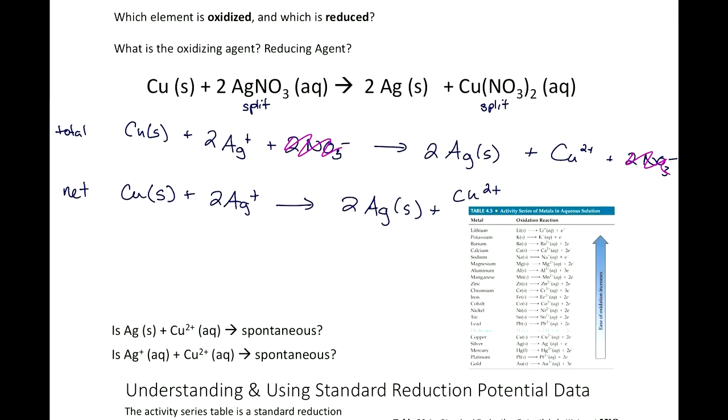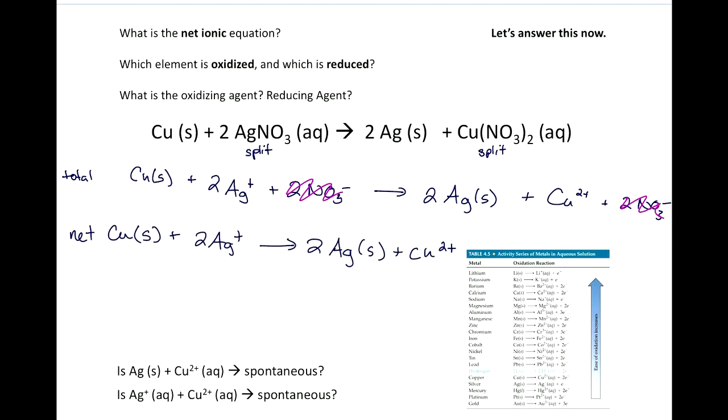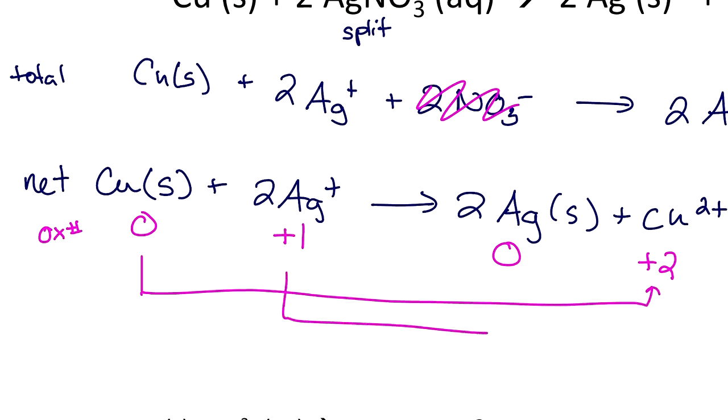Great. All right. So what element is oxidized? This is going to require us to determine the oxidation numbers. When we have the net ionic equation, it's usually a lot easier, so I like to assign oxidation numbers for everything in the net ionic equation. Copper solid, its oxidation number is 0. Silver plus, +1. Silver solid, 0. Copper 2 plus, +2. So how does copper change? Copper solid, 0, goes to copper 2 plus. Silver plus goes to silver solid.